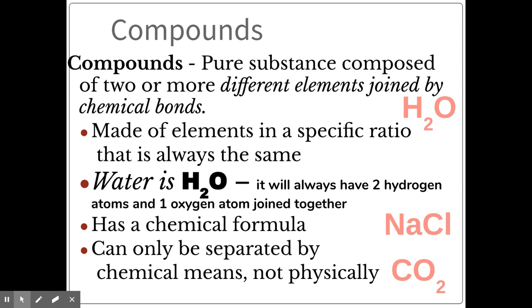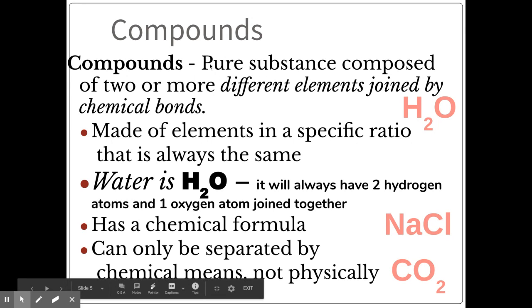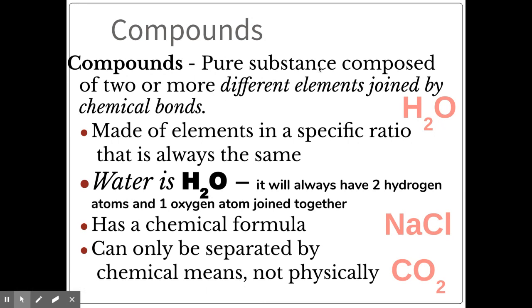All right, and compounds are pure substances. Pure substances, don't forget that part. It seems a lot of people think they're not pure substances. They are pure substances, but they're composed of two or more different elements joined by a chemical bond. The most common one of these is H2O, which most of you recognize as water. This is two hydrogen atoms and one oxygen atom joined by chemical bonds. It becomes water. And they're made of elements in a specific mathematical ratio, and that ratio is always the same.